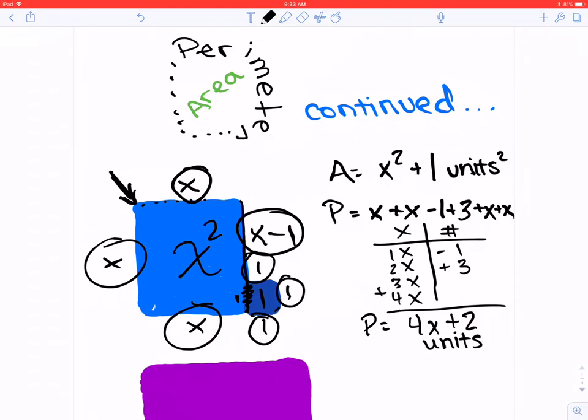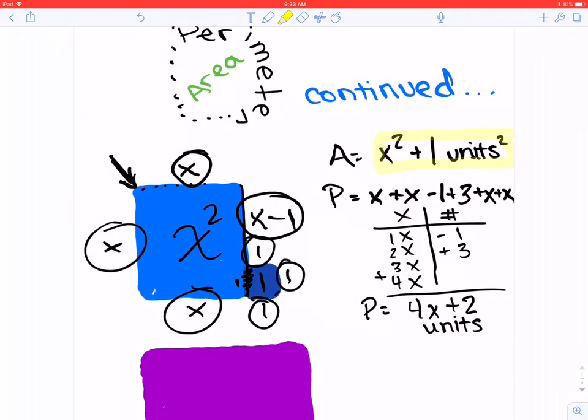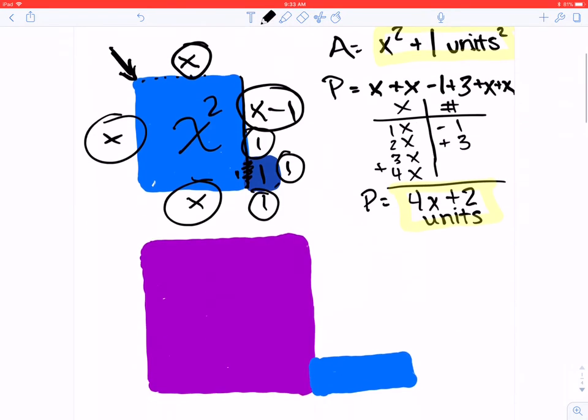So for this shape, my area was the tile's name. I had an x squared plus 1, and it's units squared because it's area. My perimeter, we walked around the outside. And I have 4x plus 2 once all like terms are combined. All right, let's look at the next shape.